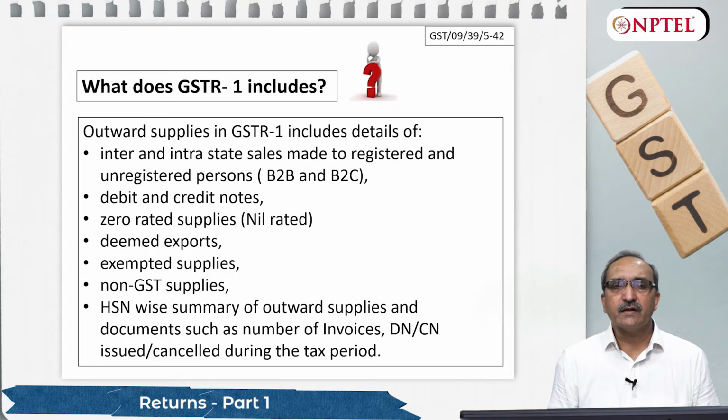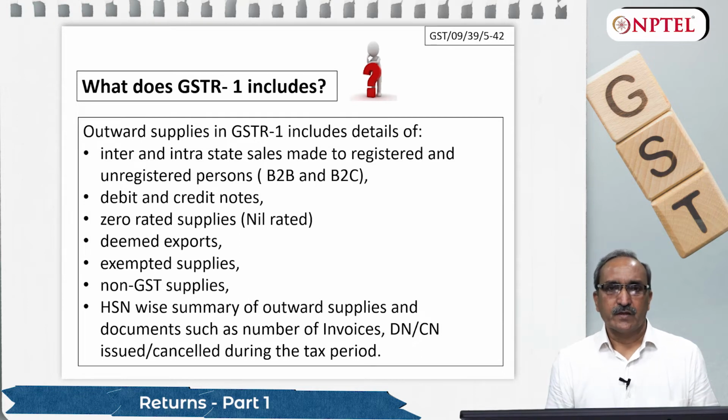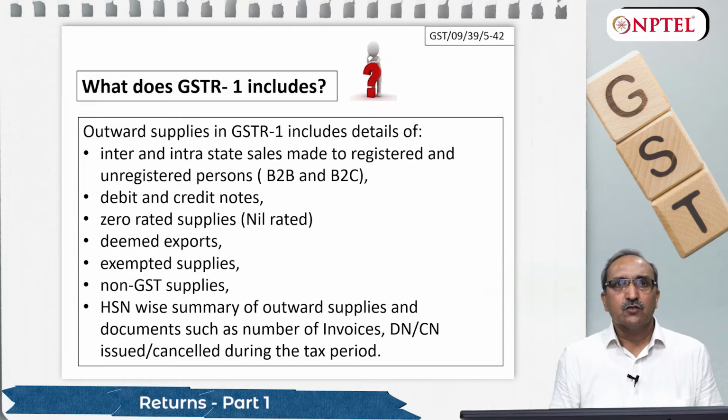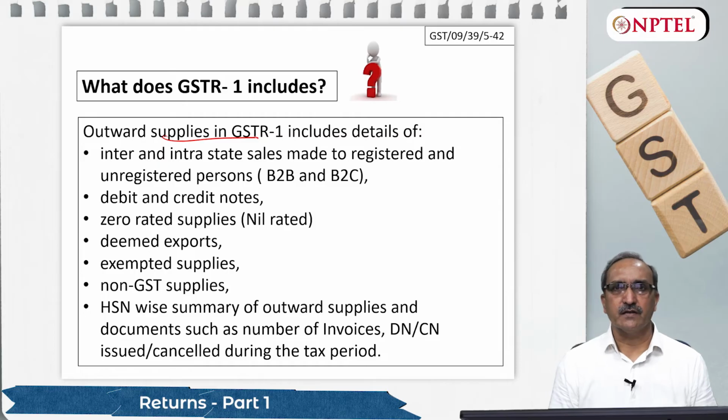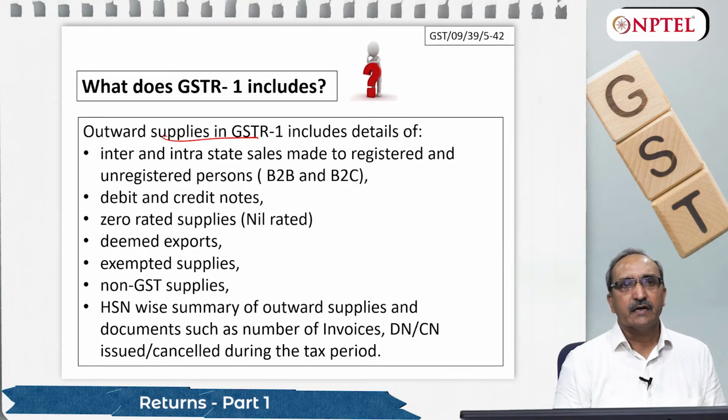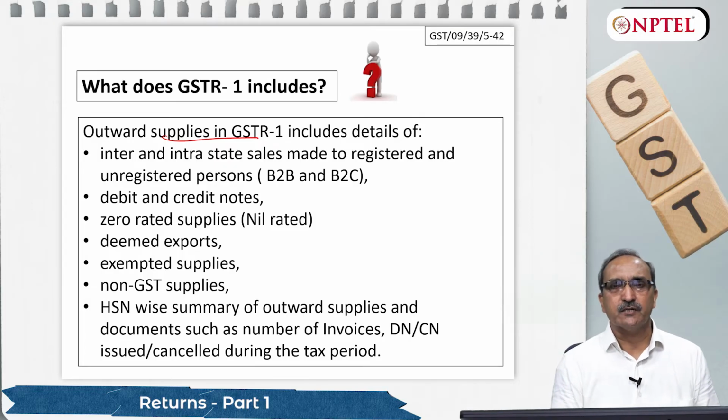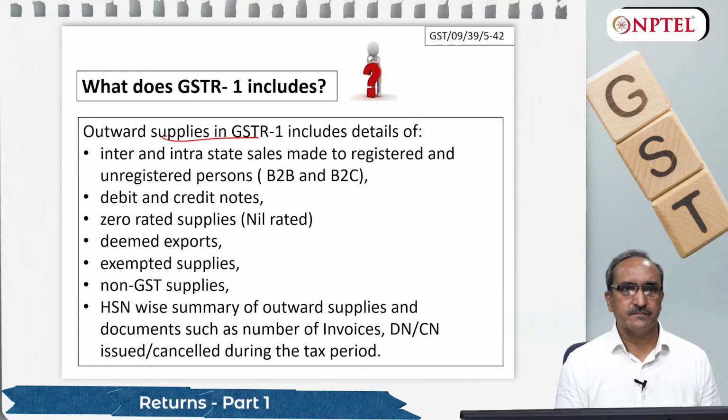So in GSTR 1, as it is mentioned, it is an outward supply statement, it's a statement for my sale. So it must contain information about my sale, whatever I have made during a particular month. So in GSTR 1, when I am filing this form on the GST portal, it is asking me for inter and intra-state sales made to registered and unregistered persons.